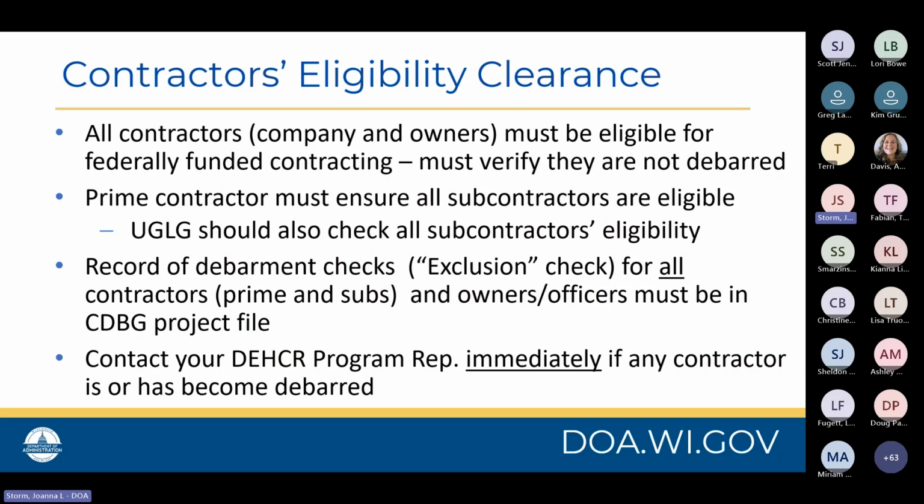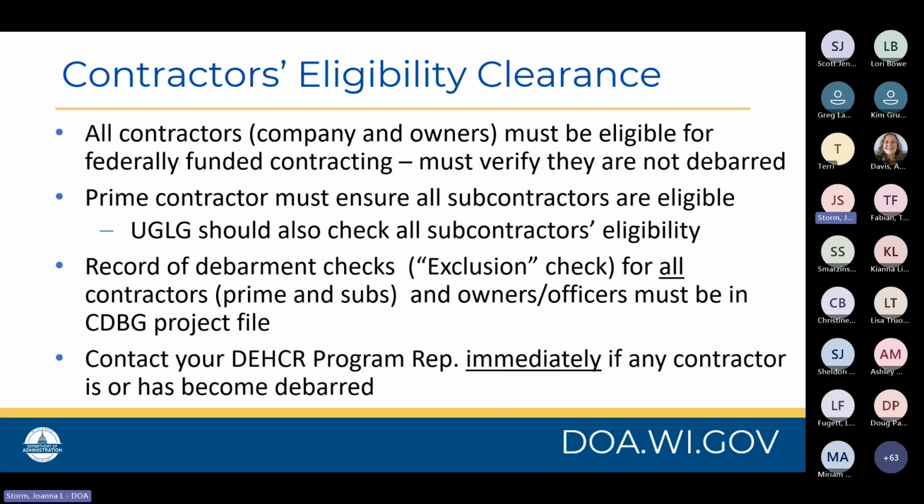You also need to make sure that your contractors are eligible or cleared for work on the project. All contractors, including the company and the owners, must be deemed eligible for participating in federally funded contracting. You must verify that they are not barred. Prime contractors must ensure that all of their subcontractors are eligible. However, our past experience has shown that prime contractors don't necessarily always do this. So you as the municipality, the grantee, the one that signed off on the contract with DOA, should also check to confirm that all of the subcontractors are eligible to participate.